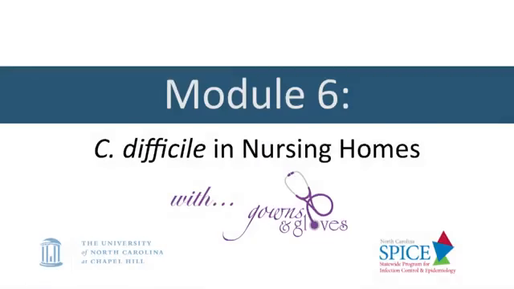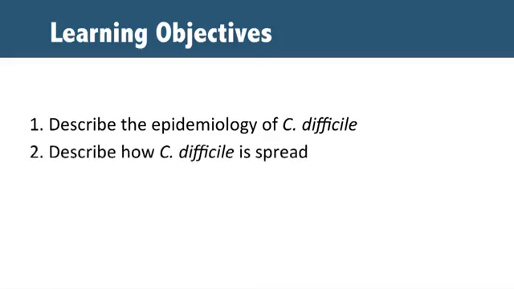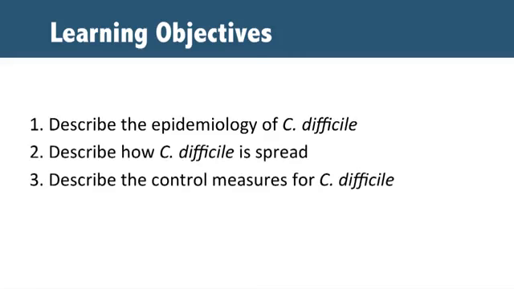Preventing Clostridium difficile transmission and infection continues to represent a serious and difficult challenge in infection prevention and patient safety. In this module, you will learn about how C. difficile is spread and best practices for preventing the spread of the germ in your facility. The learning objectives for this module are to describe the epidemiology of C. difficile, describe how C. difficile is spread, describe the control measures for C. difficile.